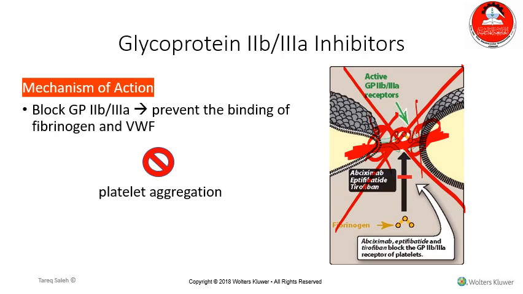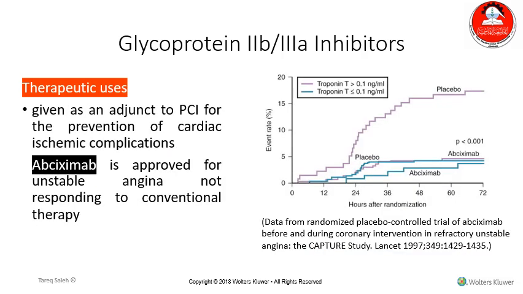Eptifibatide and tirofiban both act similarly to abciximab by blocking glycoprotein 2b3a receptors. So, glycoprotein 2b3a inhibitors have several therapeutic uses. They are mainly given as an adjunct to percutaneous coronary intervention, or PCI, for the prevention of cardiac ischemic complications. We usually use them during catheterization. Abciximab is approved for unstable angina that does not respond to conventional therapy, so it's an alternative therapy for resistant unstable angina.